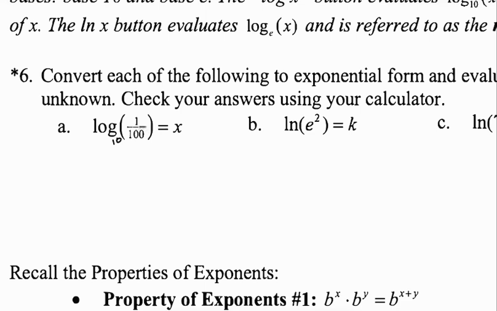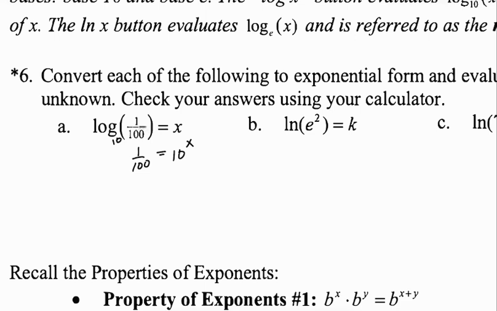The number I'm comparing is 1 over 100. Okay, let me say that again. The base is 10. The power is x. The number we're looking or concerned with is 1 over 100. So let's use that. So 1 over 100, that number is 10 to a power of x.